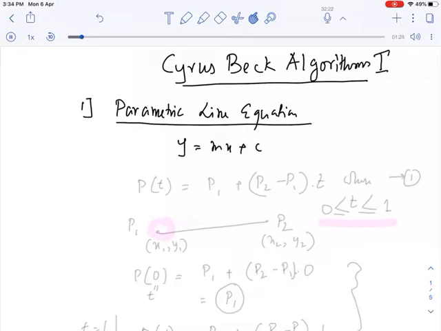Now in terms of parametric equation, a line can be represented like that: P(t) is equals to p1 plus (p2 minus p1) into t, where t lies between 0 to 1. So this is the equation of line in parametric representation. Now what is t, what is p1, what is p2? So p1 is the initial point from which the line is starting, and p2 is the ending point.